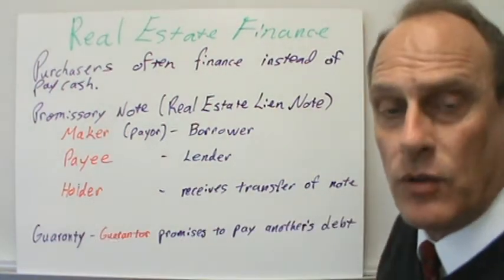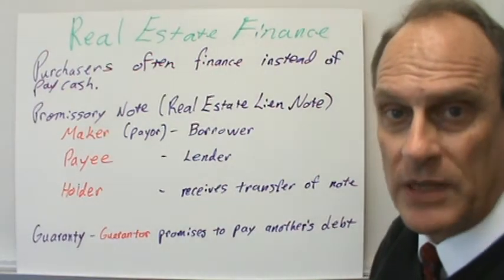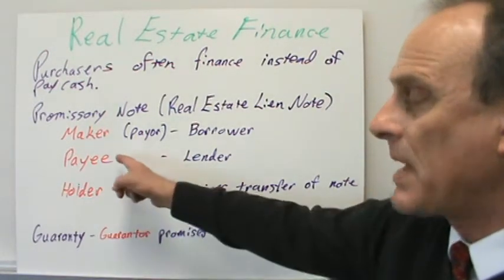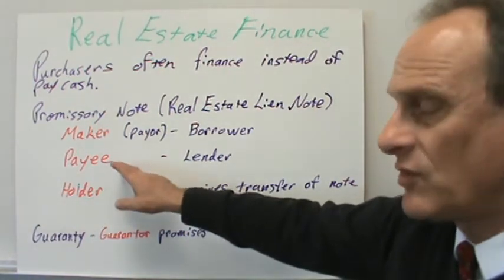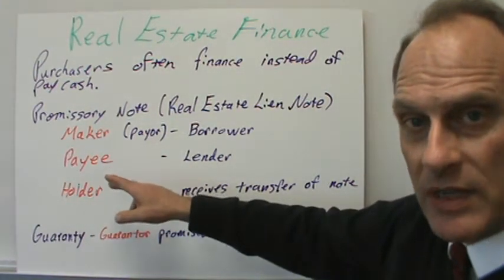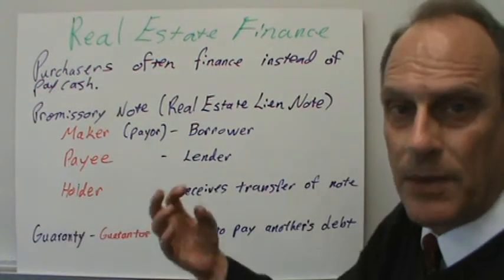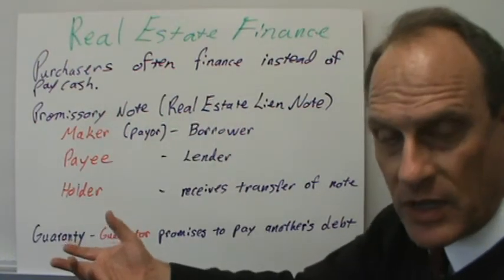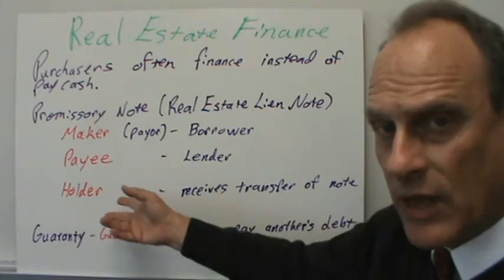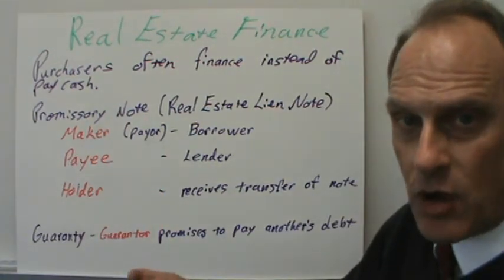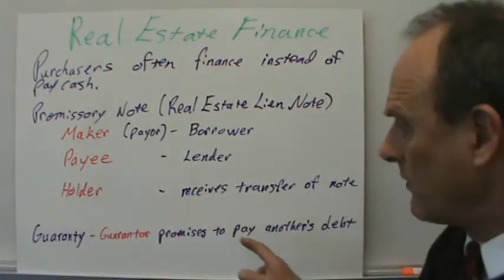And then on many occasions we have someone called the holder. This is someone who receives the note from the payee somewhere down the line. There may be a situation where the payee says, I don't want to be servicing this debt anymore, I don't want to be receiving the payments. I want to sell the note, get my money out of it, and let someone else receive all those payments. That someone else is the holder, sometimes called a holder in due course, and they receive transfer of the note.